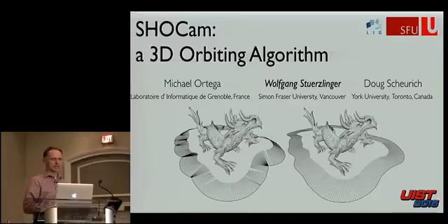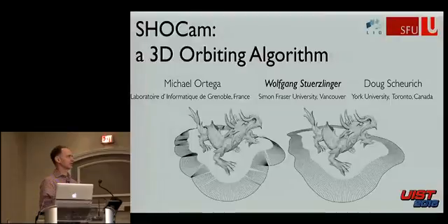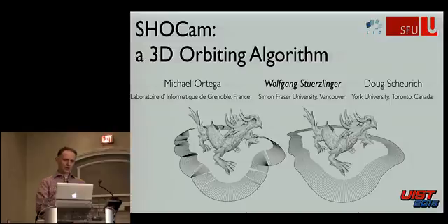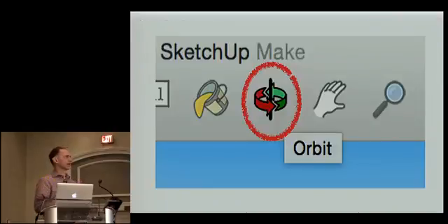So this is really work that Mike Ortega did together with us while I was still at York University, but Mike can't be here today, so I'm presenting in his stead. So we're talking about orbiting, and most of you know this from, say, SketchUp or other 3D software packages where you rotate around an object. And in a minute or so, I'll actually be orbiting around this podium here to see some of the ideas, but we'll get there in a moment.